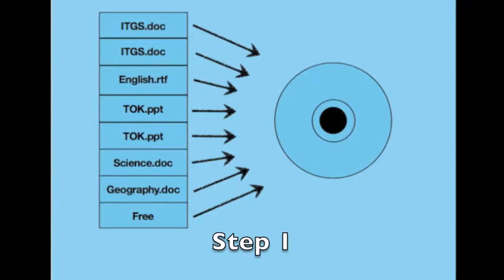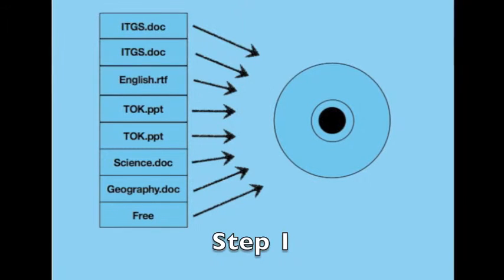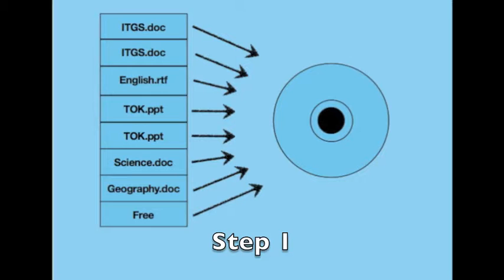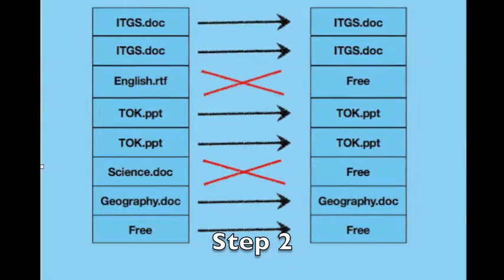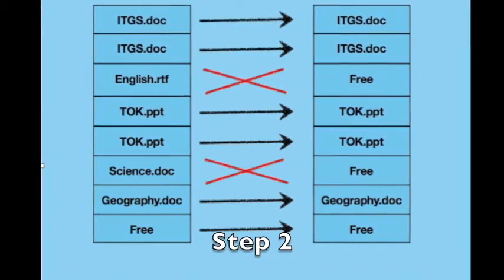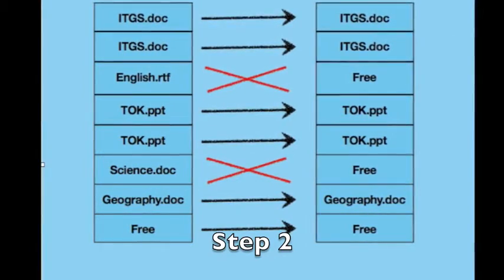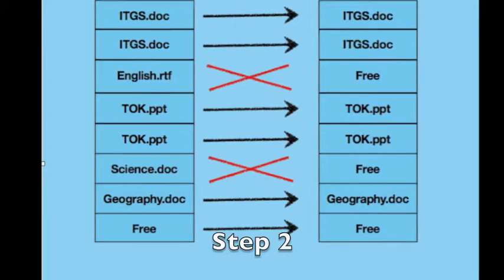Due to the fact that they were the first files on the disk, they were put in contiguous sectors, which means they were right after each other. And as you can see, the last sector on the disk remained free. In the second step, English and Science are deleted. This leaves the third, the sixth, and the last sector open.